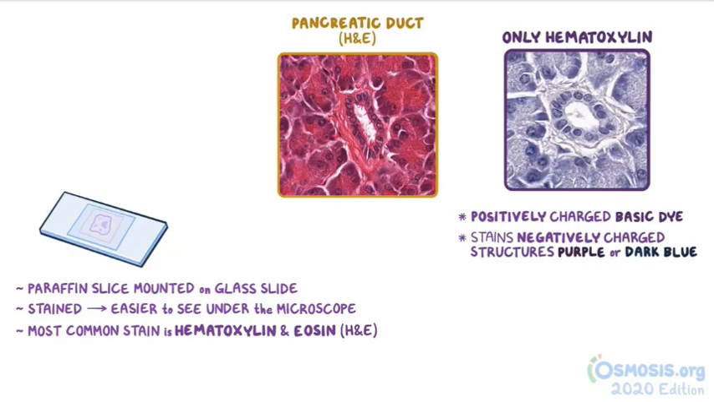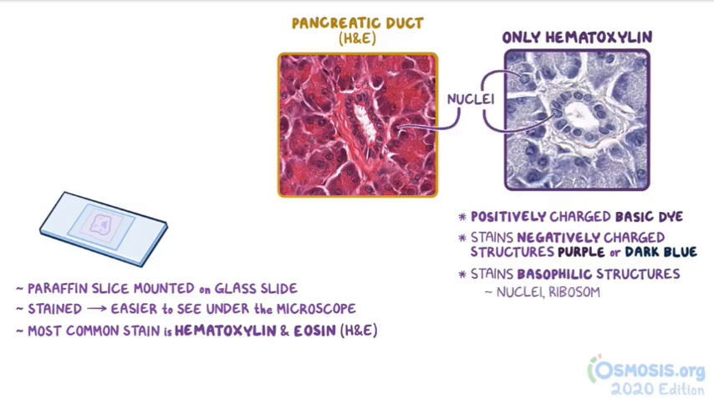Hematoxylin is a positively charged basic dye, and will stain negatively charged structures purple or dark blue. Because of this characteristic, tissue components that strongly stain with basic dyes are often called basophilic structures. Nuclei, ribosomes, and rough endoplasmic reticulum are all basophilic structures because of the negatively charged DNA and RNA that they contain. The cartilage matrix is also a common basophilic structure as well.